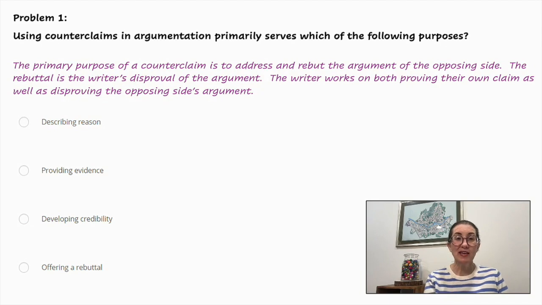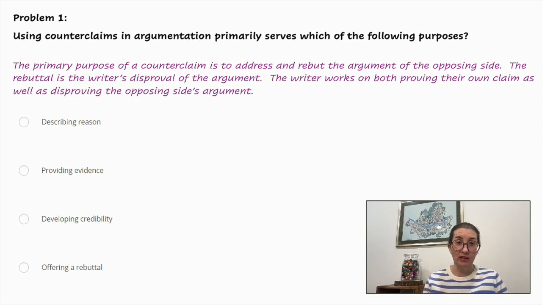Problem number 1. Using counterclaims in argumentation primarily serves which of the following purposes? Describing reason, providing evidence, developing credibility, or offering a rebuttal. Now let's look at what the primary purpose is. It's to address and rebut the argument of the opposing side. The rebuttal is the writer's disapproval of the argument. The writer works on both proving their own claim as well as disproving the opposing side's claim.